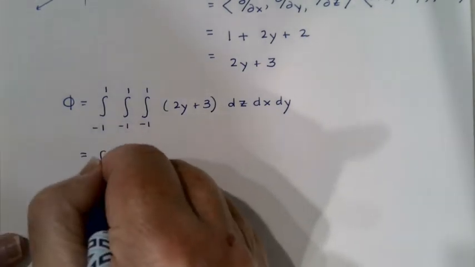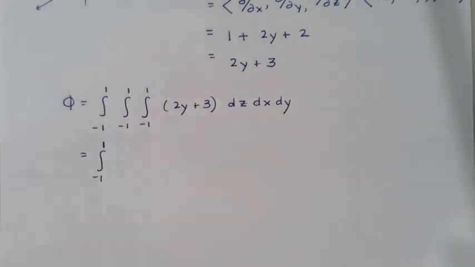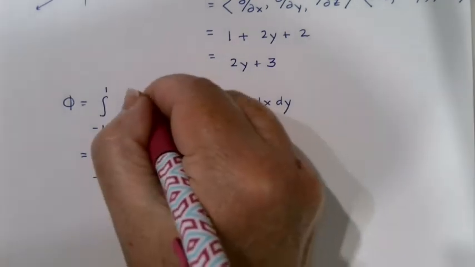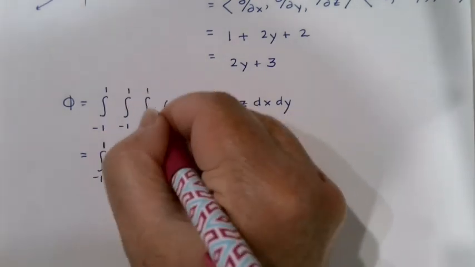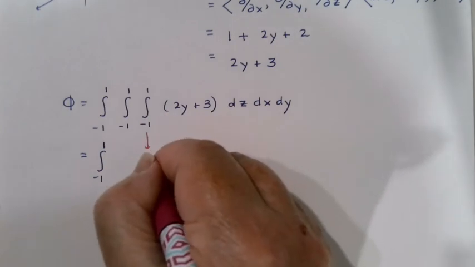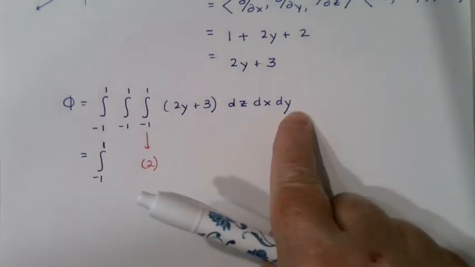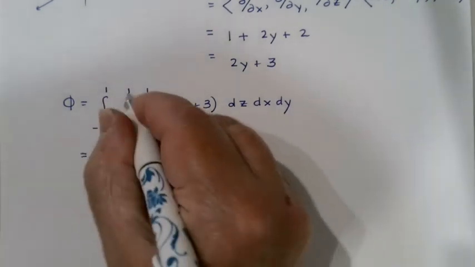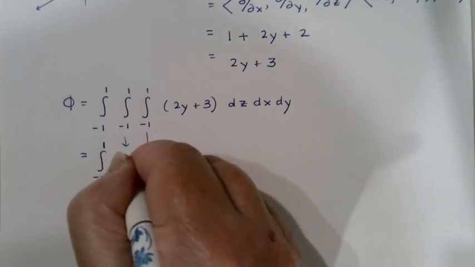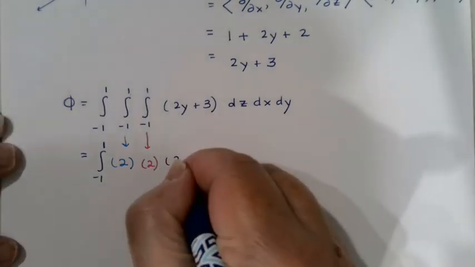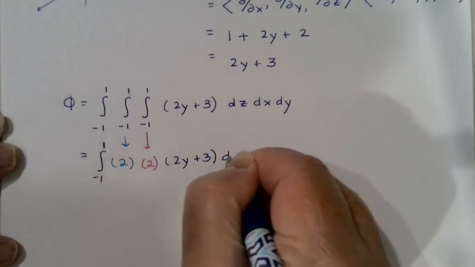So I'm going to keep this y integral, and then there are no z's anywhere in here except for the dz. So this one is just going to become the length of that interval. 1 minus -1 is 2. And there are also no x's anywhere in here. So this integral is also going to become the length of the interval. 1 minus -1 is 2. That's just like pulling down the 2 pi's. Same idea, right? I still have the 2y plus 3 and the dy left.